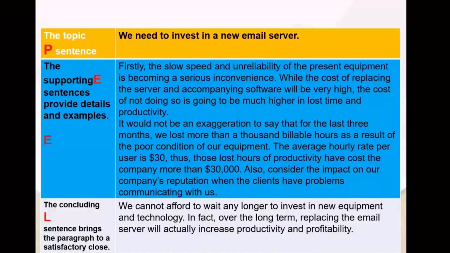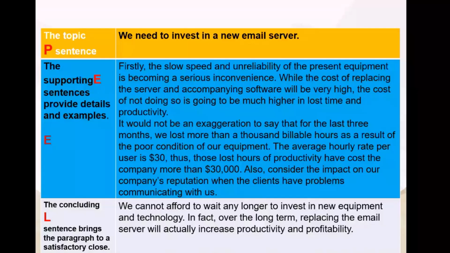So it is argumentative writing. He is trying to persuade whoever it may concern to invest in a new email server instead of continuing using the old one, because it costs the company a lot of money. So it's argumentative. And the structure, you can see it has PIL. It has the main point, which is in the topic sentence. It has the explanation and evidence in the form of statistics. How many hours are lost as a result of this? And what is the cost on the company as a result of continuing with the old server? And he also concludes with the link sentence, which brings the paragraph to a satisfactory close.